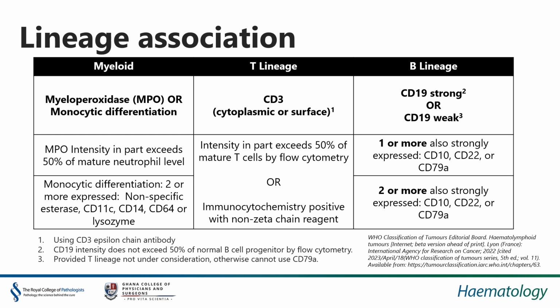And then finally, for B cell lineage association, what we like to do is see a strong expression of CD19. However, if we've got a strong expression of CD19, we would like to see one or more of either CD10, CD22, or cytoplasmic CD79A. If the CD19 is a weak expression, then we need to see two or more antigen targets which are strongly expressed. However, I should point out, if T cell lineage is ever under consideration, you cannot use cytoplasmic CD79A as a potential target.